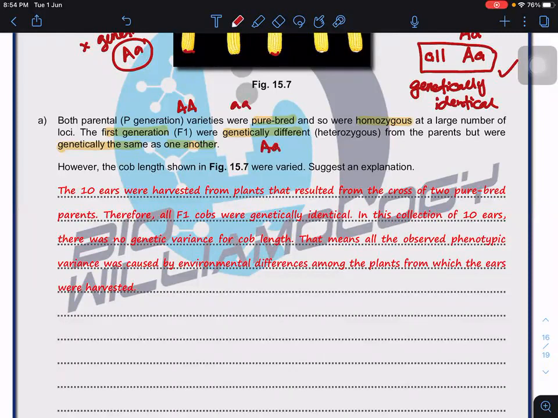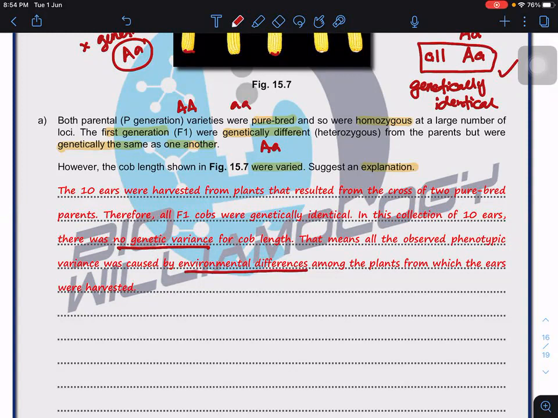However, you can see that the coat length shown in figure 15.7 will vary. So it means they're different. So how do we explain this case, where they're genetically identical but their coat length is still different? The 10 ears were harvested from plants that result from a cross of two purebred parents. So all F1 are genetically identical. But in this collection of 10 ears, there were no genetic variants for the coat length. So it means that all of the observed phenotypic variance is because of environmental difference.